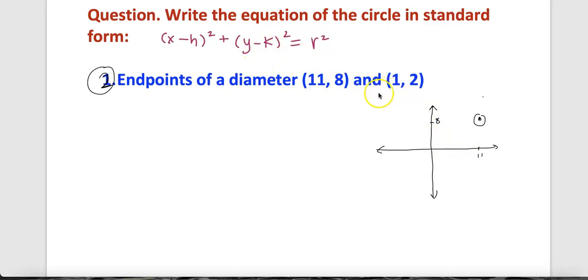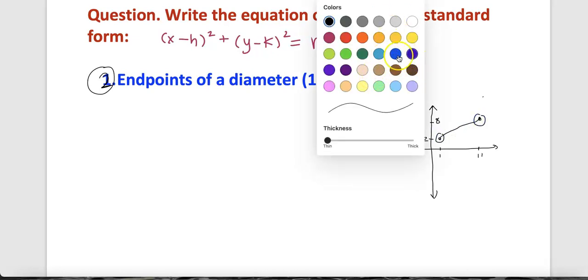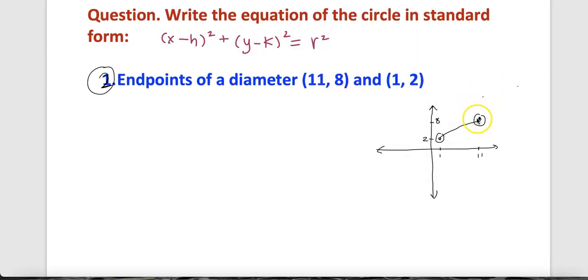Okay, this is my second point 1, 2. So that's my 1 over here, and 2 is over here. So another point is over here. So these are the end points of the diameter. Okay, so here you go. What is a diameter? Diameter is the line which passes through the center of a circle and connects the 2 points on 2 different ends of the circumference.